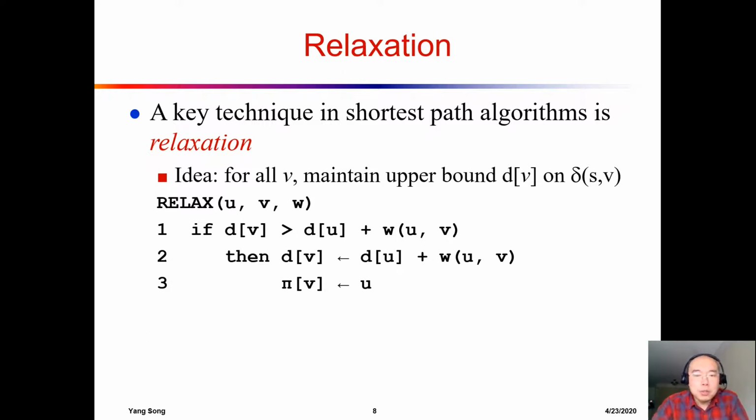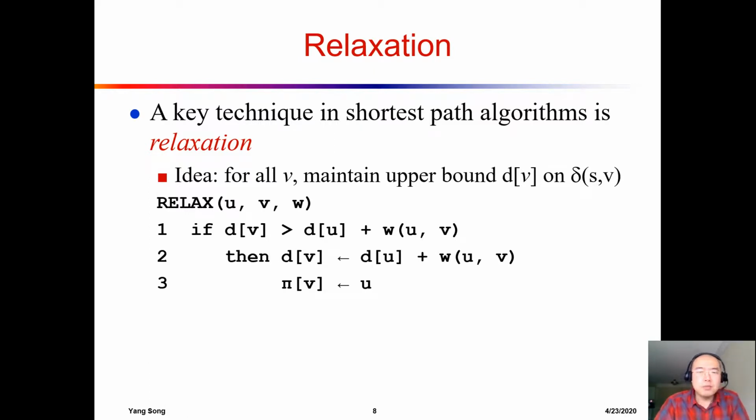So what do we do? We have to update the way we know to get to the v. In this case, we are going to assign dU plus wuv to dV. And in addition, for the v, I'm going to use u as its parent, because getting to u first and then from u to v, that is the shortest path so far.